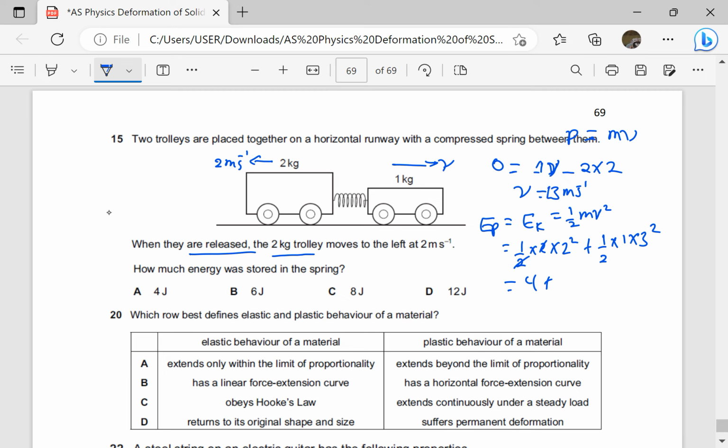Sorry, this was 4 meters per second, because this is 1 times v. When it crosses, it is 4 meters per second. So this is 4 squared. That is 4 squared, and 4 squared is 16 divided by 2, that is 8, which gives us 12 joules. So our answer is going to be D.